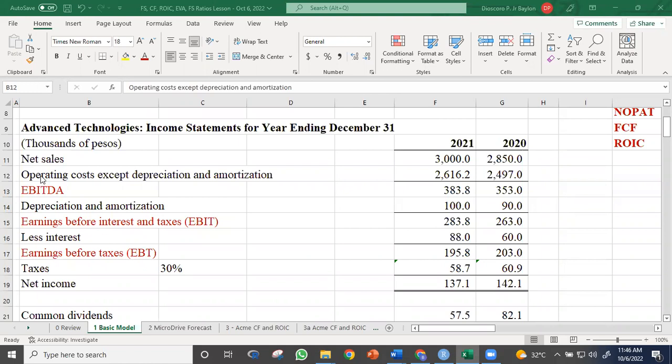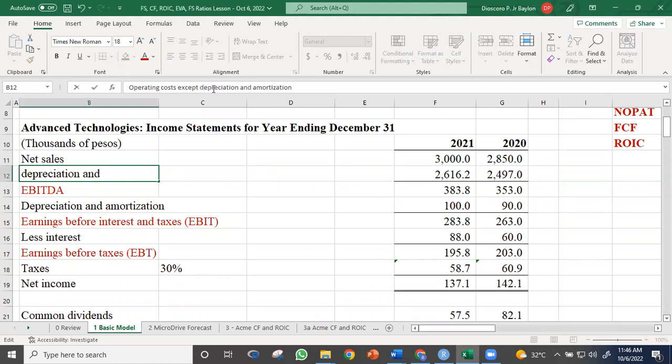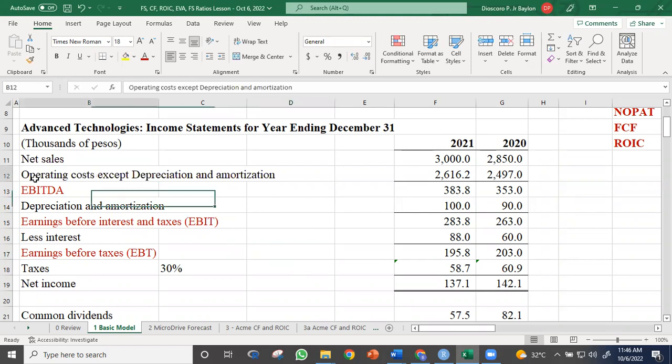Now, the question is, why am I segregating depreciation and amortization? What do you think is the purpose why I'm separating depreciation and amortization from the operating costs? When you say operating costs, it includes all. It includes the cost of goods sold or cost of sales, the transportation expense, rent expense, insurance expense. All the expenses are included in operating cost.